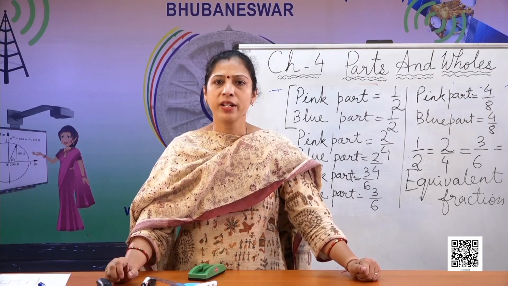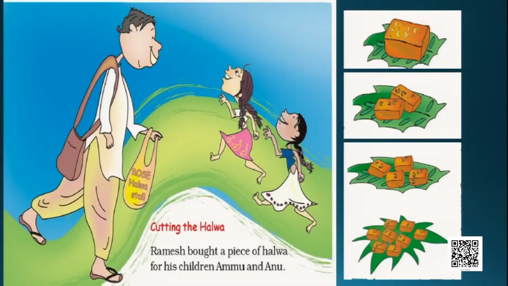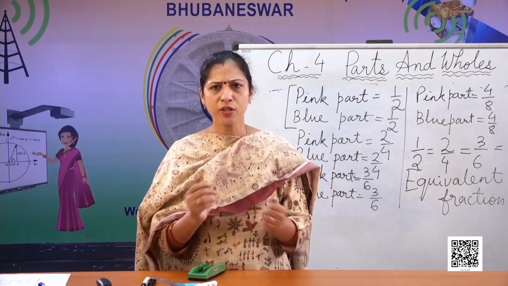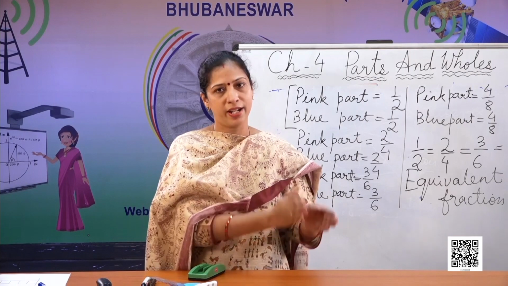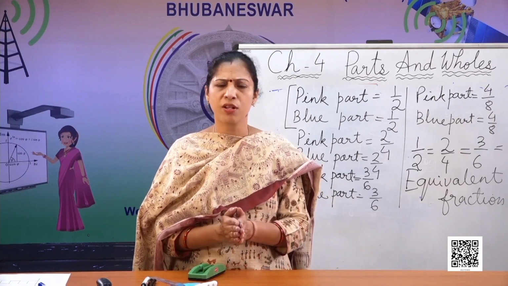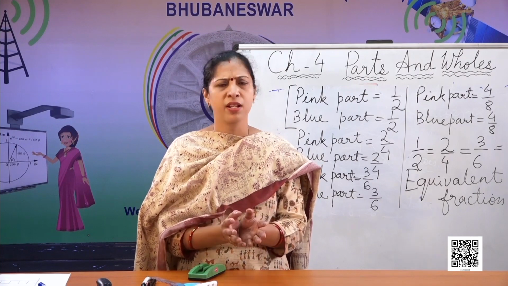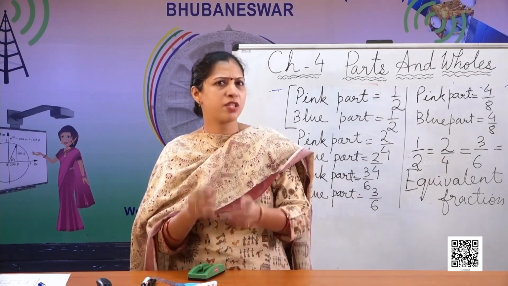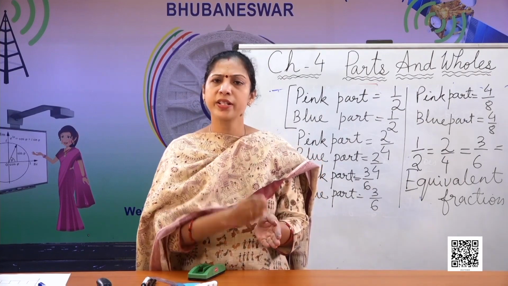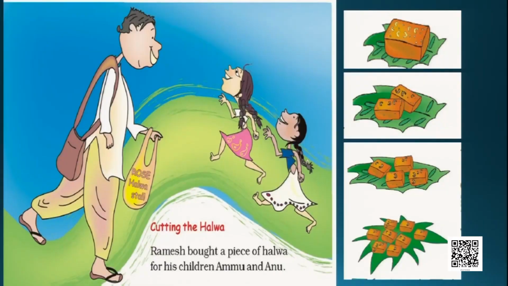Then Ammu and Annu said, Papa, this halwa piece is too big. Can you divide it further into small pieces? He said, okay. Again he took that half and divided it into half. Then Annu said, Father, this is also again a bigger piece. So can you just divide it into little smaller? He said, okay. Then he took that part and further divided it into half. So you can see here that the first part is shown over here.